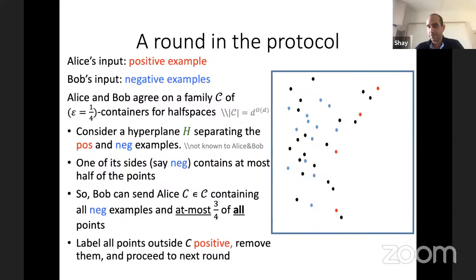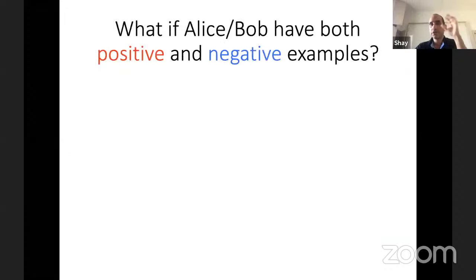Again, we pick a family of containers for whatever is left, and we repeat exactly the same reasoning. So in each iteration, we discard a fraction of one quarter of the remaining points, and this will take at most order of log n iterations. Okay, so this is the case where we assume that all positive points belong to Alice and all negative points belong to the other party.